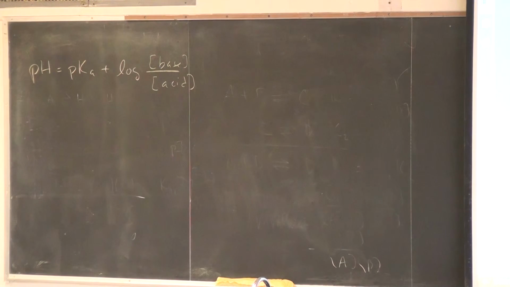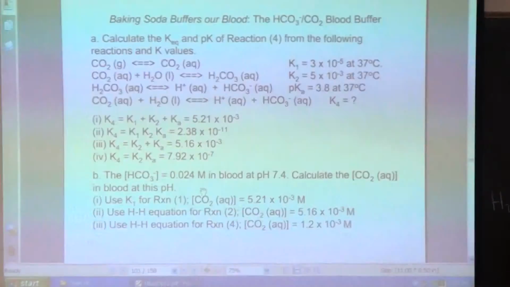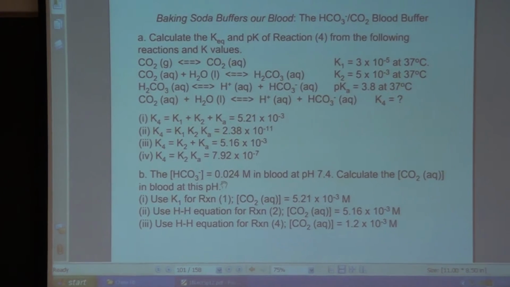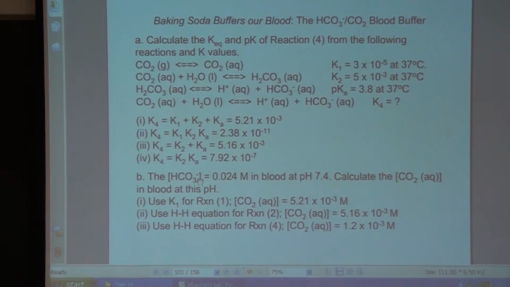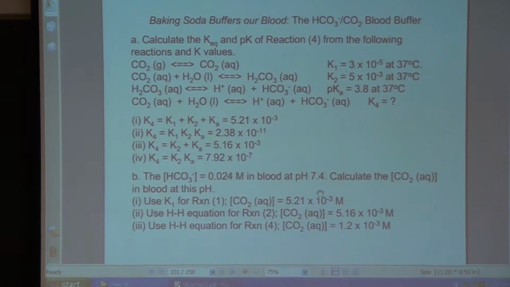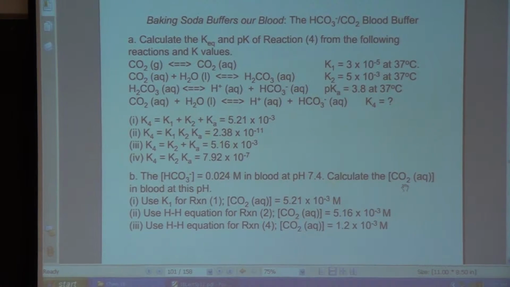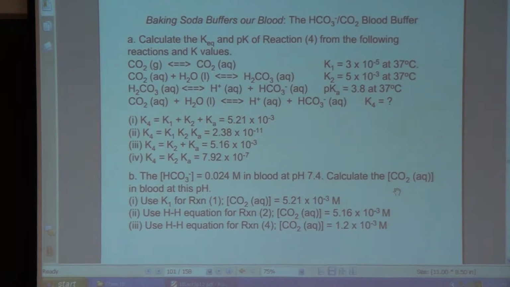Okay, so choice number 2, use the Henderson-Hasselbalch equation for reaction 2, or choice number 3, use the Henderson-Hasselbalch equation for reaction 4. So know what you're given. You're given the pH. You're also given the HCO3 minus concentration. And you want to calculate the CO2 aqueous concentration.